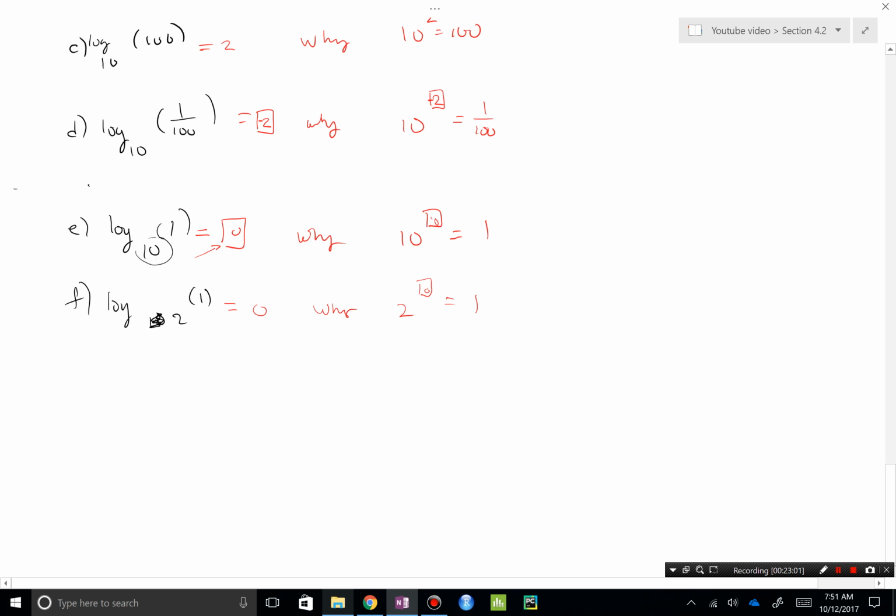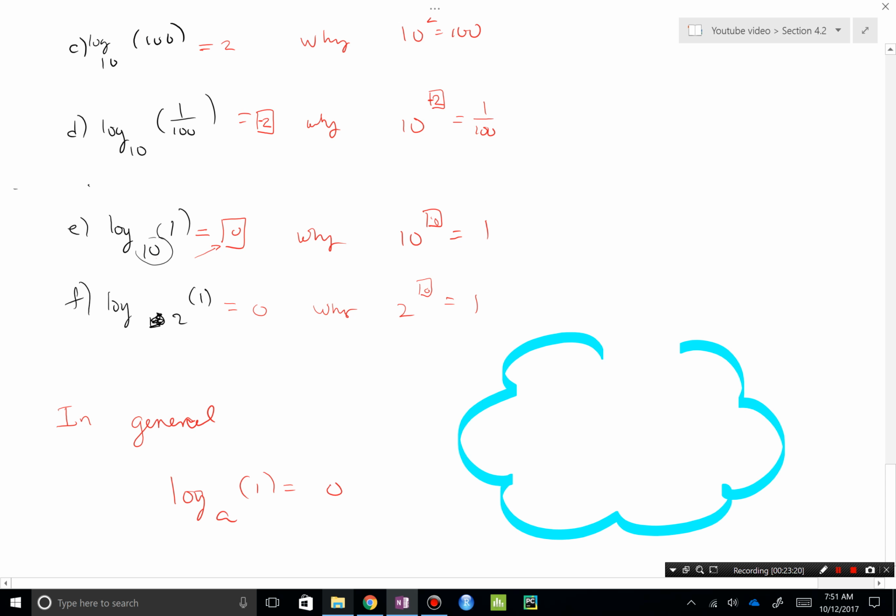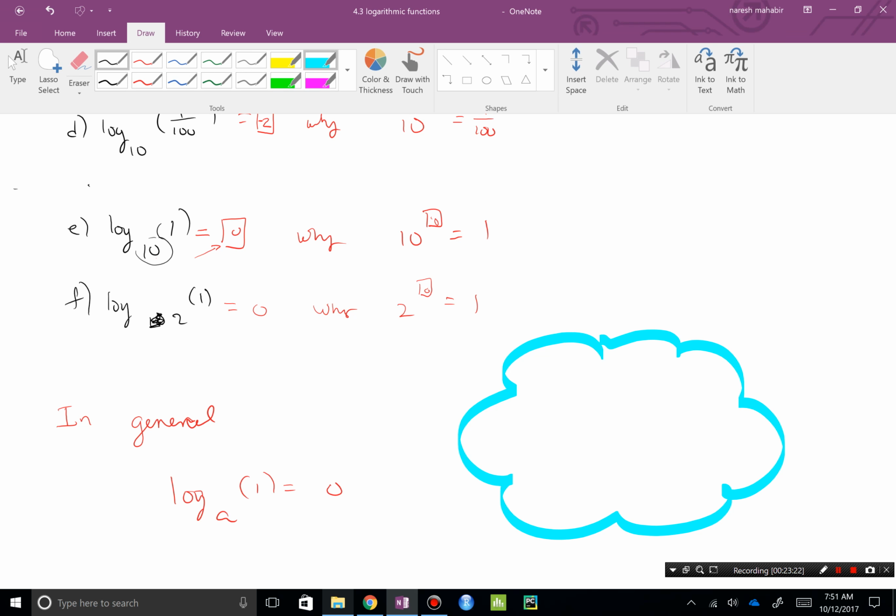And in fact, here's the point. This is your first law of logarithms. In general, log base anything of 1 is going to be what, guys? 0. Now I want you to think about this. I'm going to put this in a little fancy think bubble on the side. So this is law number 1, right? I'm going to call this law number 1.